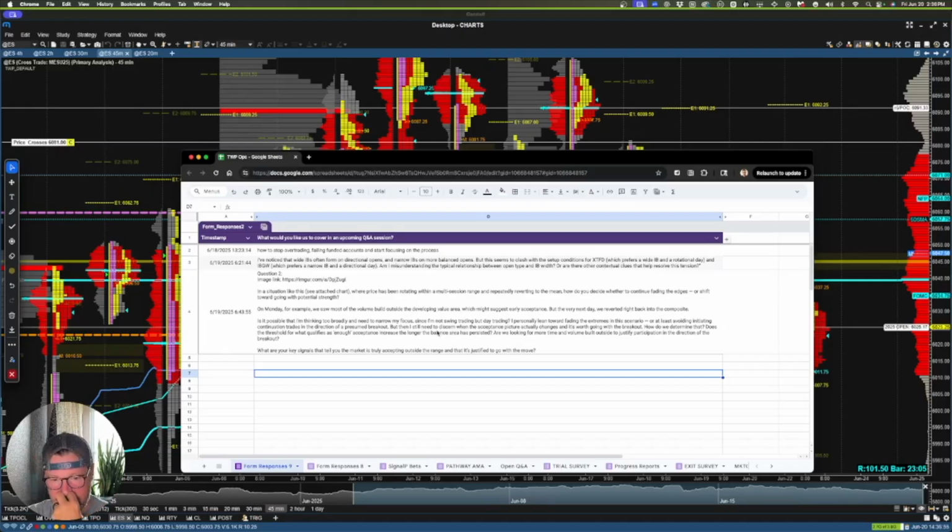Okay. Next question. Notice that wide IBs often form on directional opens and narrow IBs on more balanced ones. Seems to clash with the setup conditions for extension fade, which prefers a wide IB and a rotational day, and IBGW, which prefers a narrow IB and a directional day.